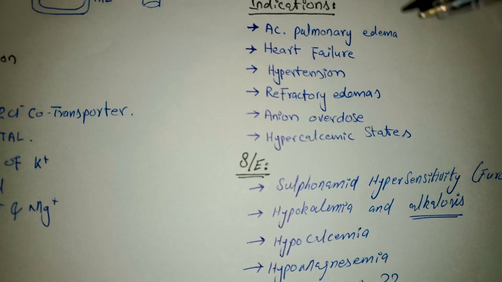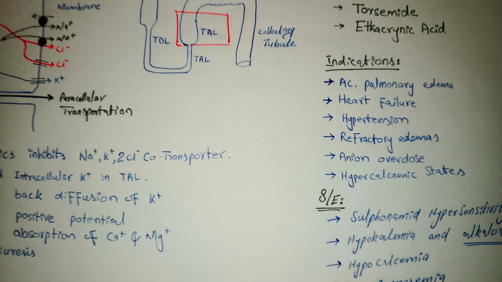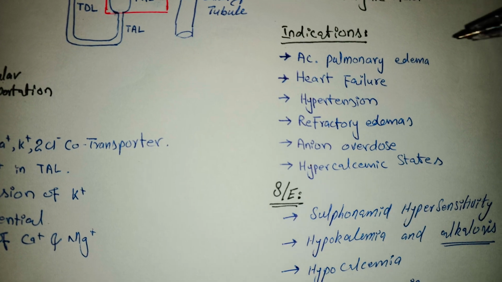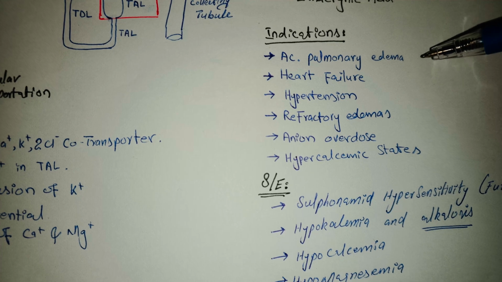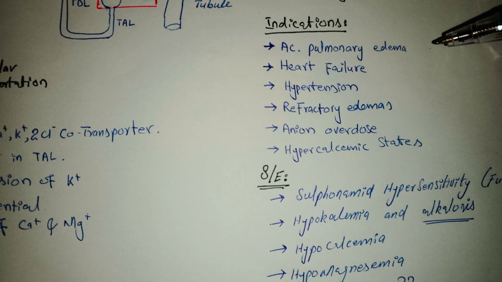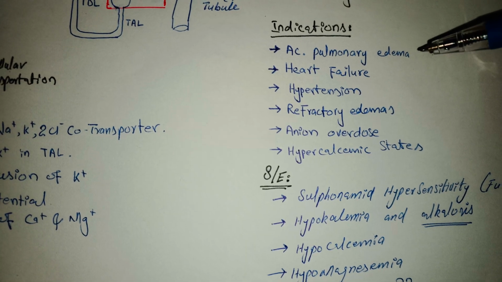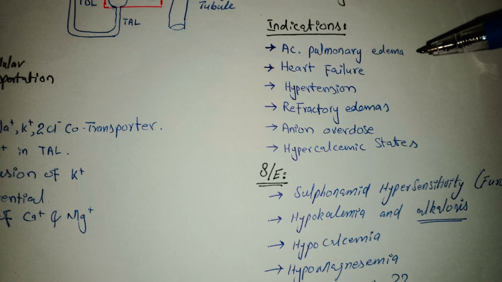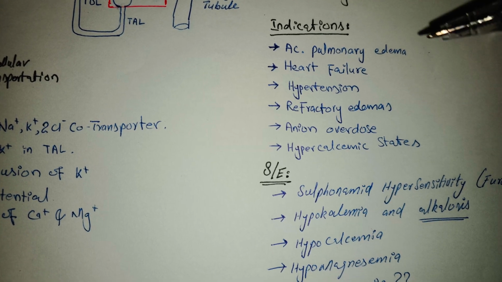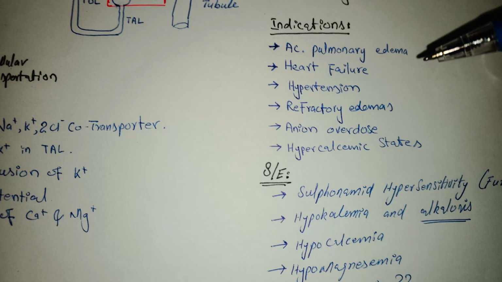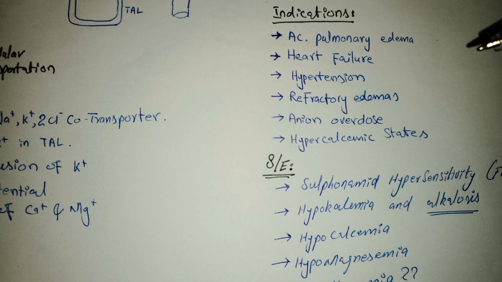So, what are the indications, what are the conditions in which we use these drugs? These drugs are used in acute pulmonary edema. We know in acute pulmonary edema there is an outpouring of fluid in the lungs. So in this condition we need to take that fluid out of the lungs, so we give this patient loop diuretics.